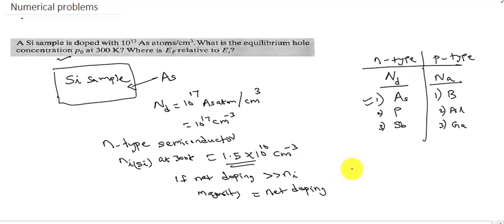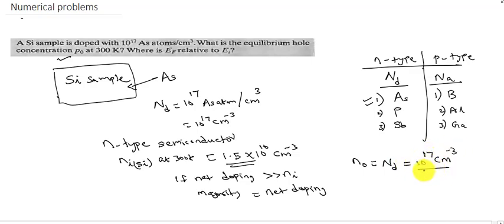Here the majority carrier concentration is N0, since the semiconductor is n-type. We are first calculating N0. Since the semiconductor is n-type and the net doping is very much greater than Ni, the majority carrier concentration N0 will be equal to the net doping. Here the net doping is only Nd. So N0 is equal to Nd, which is equal to 10 raised to 17 centimeter raised to minus 3.